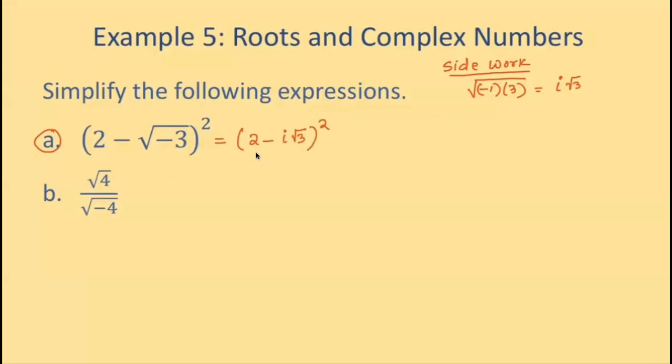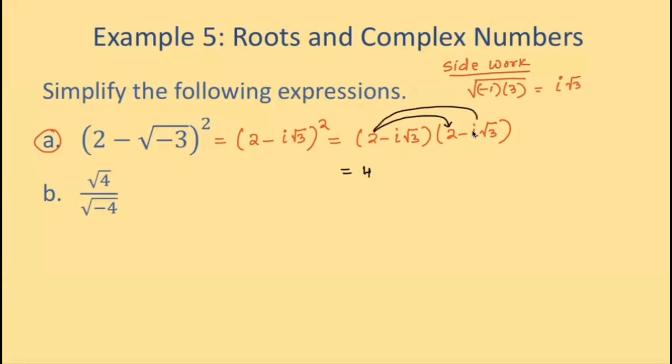So what they are trying to tell us, by writing this one, is that you do this operation of complex numbers. Power 2 or square means you write it twice. 2 minus i root 3 multiplied by 2 minus i root 3. So that is basic multiplication, right? Multiplication of complex numbers. So let's do the multiplication.